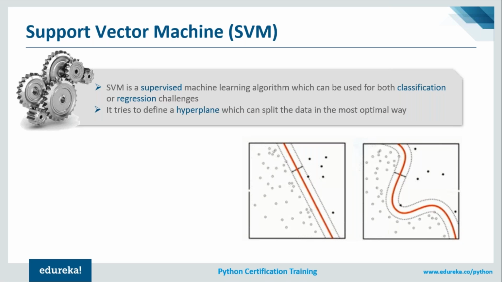Alright, so I have a question over here. Vivek asked me what is a hyperplane. So a hyperplane is just a generalization of a plane. If you talk about one dimension, a hyperplane is called a point.